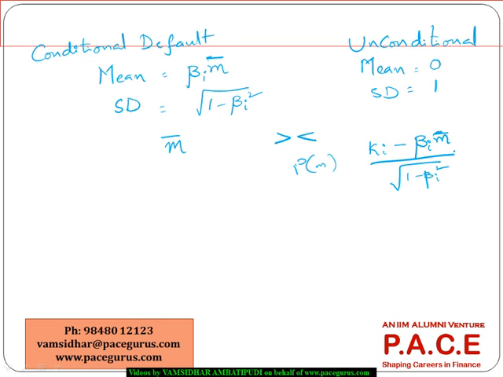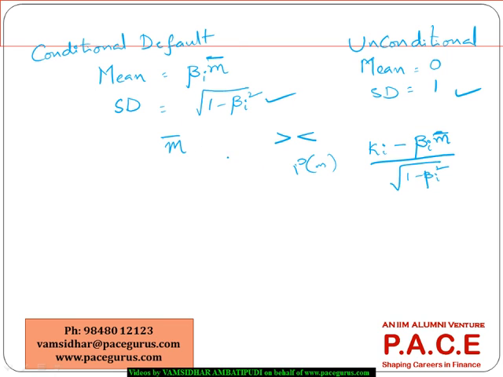Now depending on whether m is 0, the conditional probability may be the same as the unconditional one, or even if beta I is 0. So as long as m or beta I are not 0, the conditional probability of default will be either higher or lower than the unconditional probability of default. And we have seen that the standard deviation in the conditional case is square root of 1 minus beta I squared, whereas in the unconditional case it is 1.